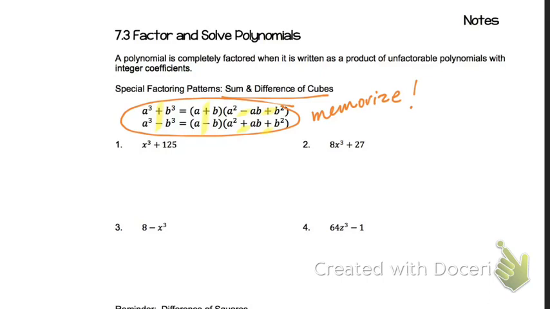And when I'm looking at a and b, you're always going to take the cube root of whatever your term is. So in this case, like number 1, I have a cubed plus b cubed. My a would be x, and then my b would be 5, because I'm taking the cube root of both terms. So if I were to factor this, it would be a plus b, so x plus 5, a squared, x squared, minus a times b, so 5x, plus b squared, which is 25.